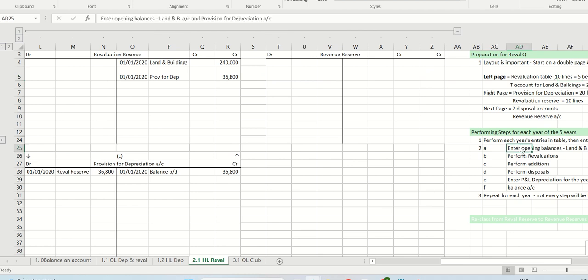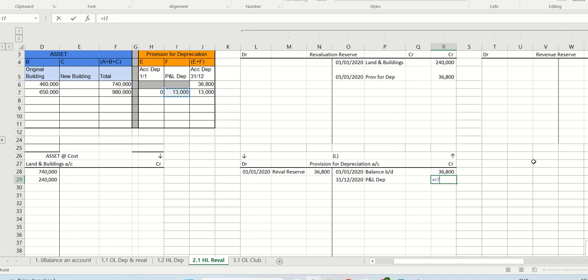Okay, so just looking at our steps now. We've entered our opening balances, we performed our revaluation. Perform additions, there were no additions in the first year. Perform disposals, there were no disposals in the first year. Enter P&L debit for the year. So now we're going to enter our P&L debit always with the last day of the year, 31st of the 12th, 2020, P&L debit. And we get the value from our table. So you have 13,000 in the P&L debit column of our table. 13,000 for the year, and we're good. Final step, balance the accounts.